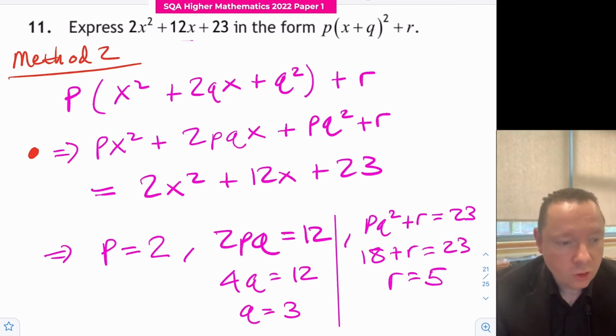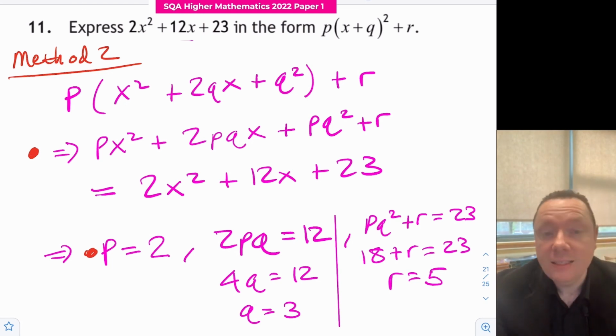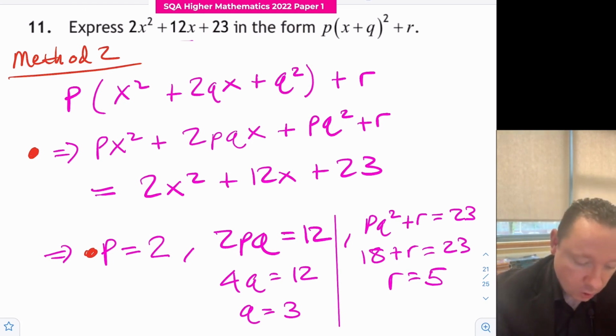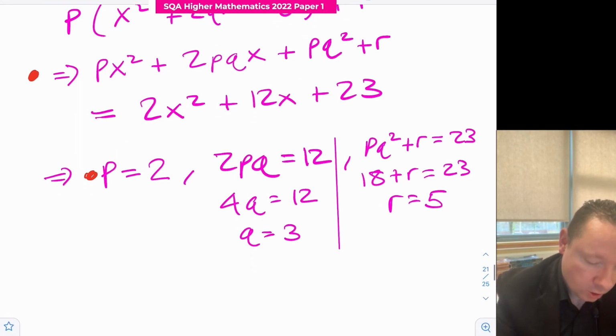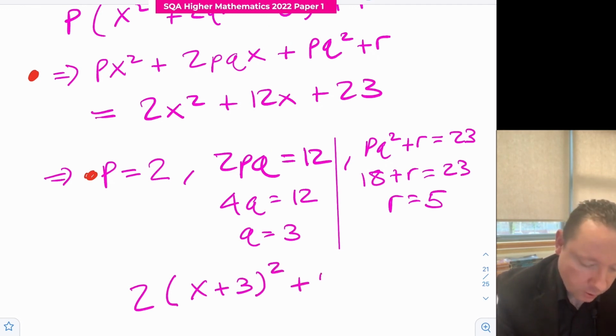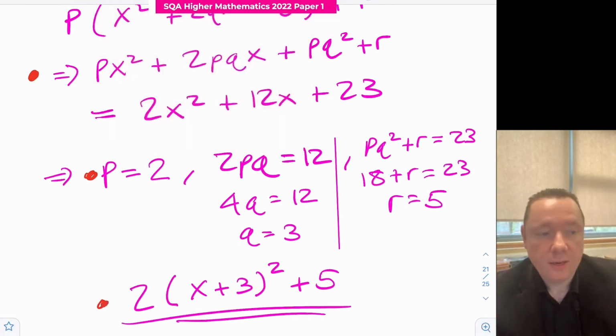If you got p equals 2, 2pq equals 12, and pq squared plus r equals 23, if you had written down those equations, you would have got a mark. So we should have written all of them, the top lines, and then working all them out and writing it in completed square form gets you your final mark. So you can't just work them all out. You have to then say what the answer actually is, which is 2(x plus 3) squared, because q is 3, plus your 5, because r is 5, for your final mark. And there's your 3 marks in that way.